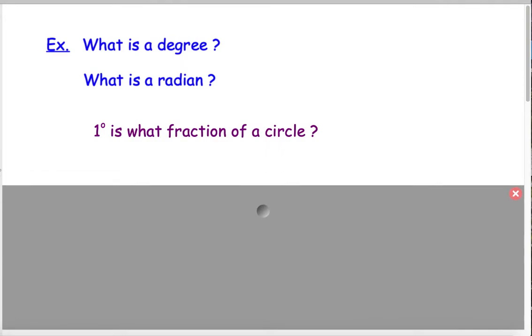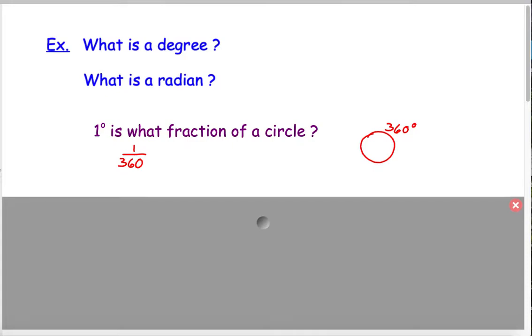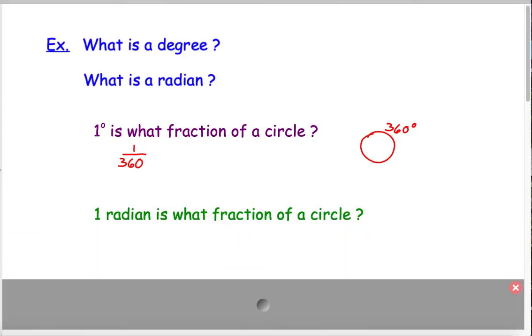1 degree is what fraction of an entire circle? So an entire circle is 360 degrees, all the way around. So 1 degree would be 1/360th of a circle. On the other hand, what about a radian? What's 1 radian? So here, let me draw a 1 degree angle. A 1 degree angle is very, very tiny. And that's probably even too big, but that's as small as I can make it. So what about a radian? What fraction of a circle is that?